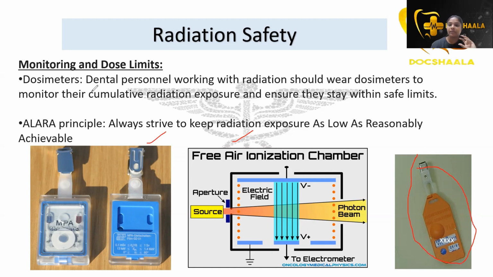So it will help in reducing the cumulative radiation exposure, and help in staying within the safe limits. So the types of dosimeters are also very important. When coming to the types of dosimeters, these are film badges, and this is the ionization chamber, and these are TLD, that is thermoluminescent dosimeters. So these are the three types of dosimeters that we use in radiation.